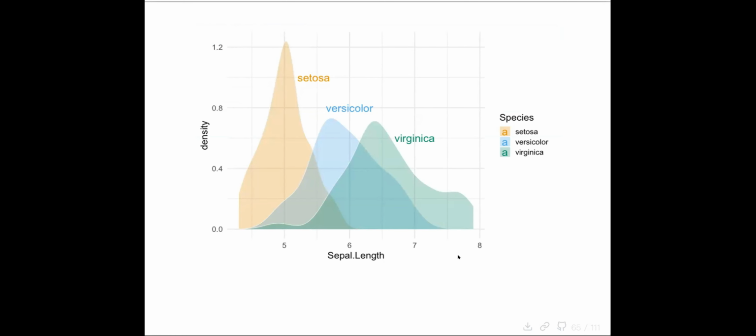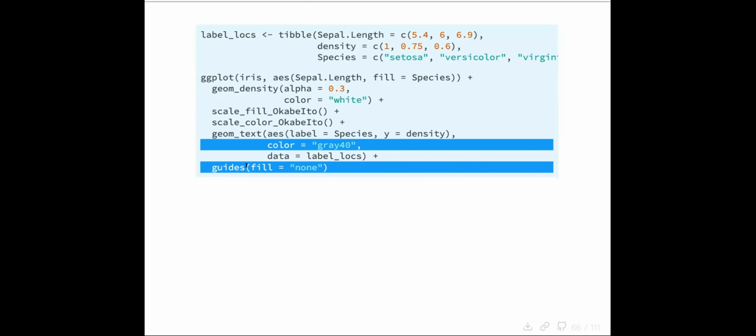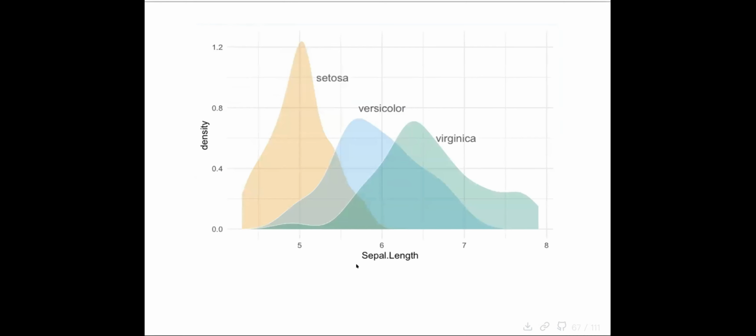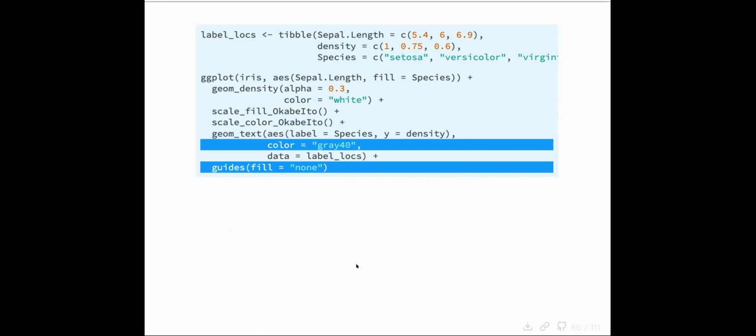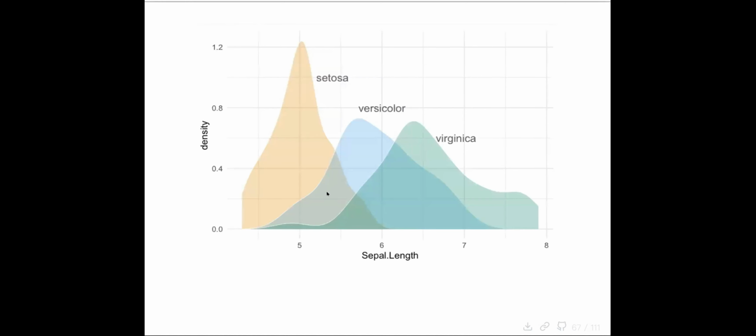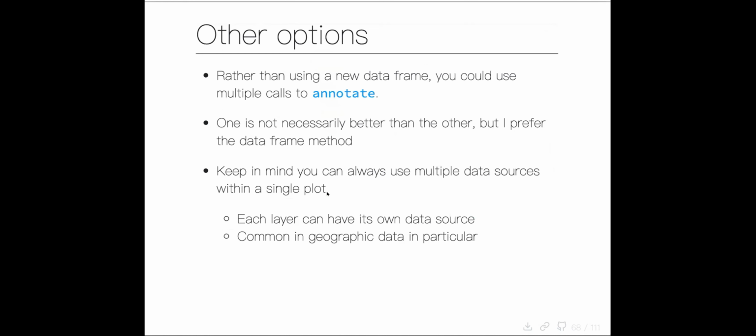We could just drop the legend, so we'll say guides fill equals none. But I've changed the text here, so now I've taken it out of the aes, and I've just said color equals gray 40. If you wanted to keep the color, again, you could do that also. You just have to say guides fill equals none, comma, color equals none. And then that would keep the color also. Okay. Questions on that?